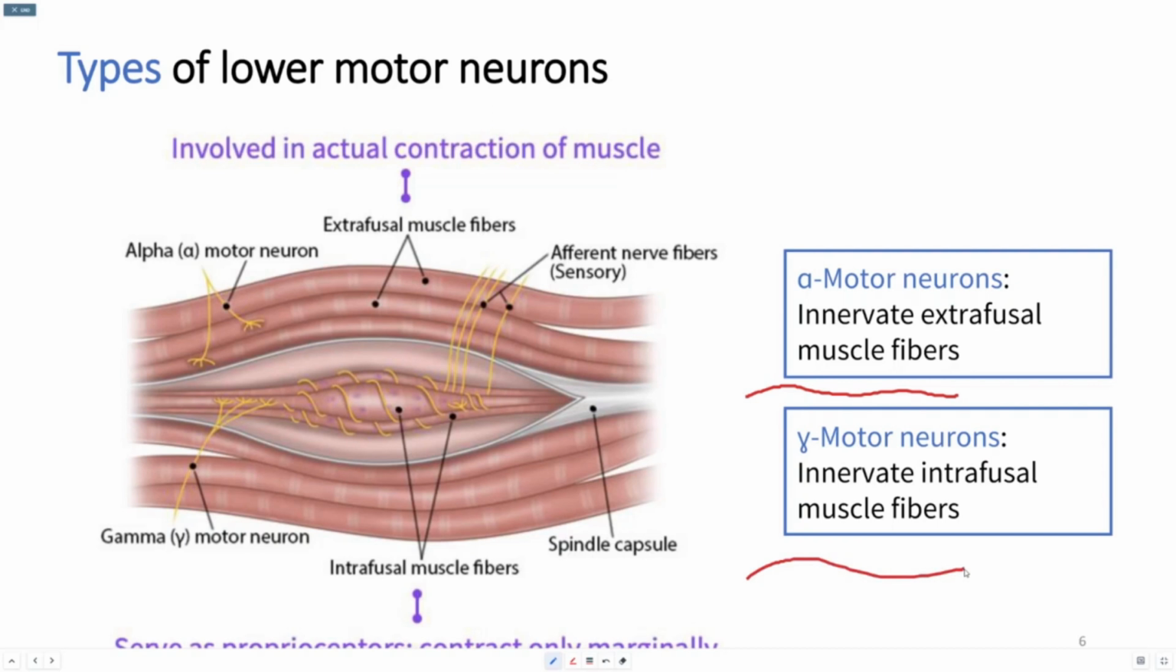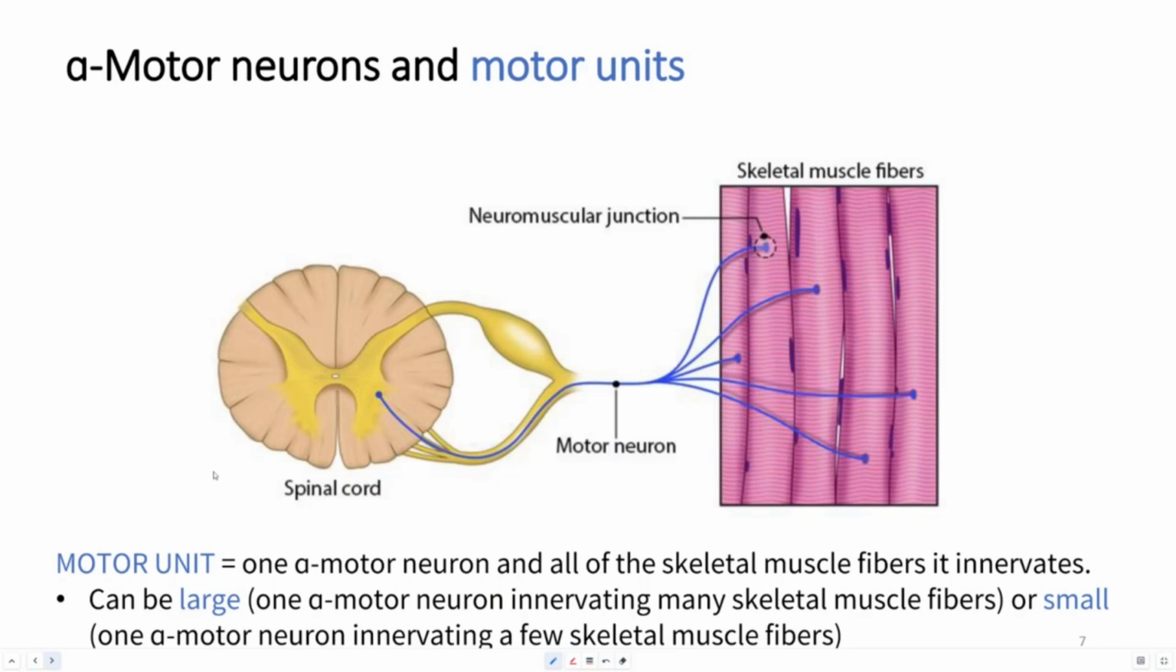These are smaller, they're also multipolar, and they innervate specialized muscle fibers called the intrafusal fibers right here. And these intrafusal fibers are found within the muscle spindles. The muscle spindles work by regulating whenever the muscle's length changes, and they play a very important role in maintaining balance and posture. A motor unit is described as one motor neuron and all the skeletal muscle fibers that it innervates. It can be very large, where there's one alpha motor neuron innervating many muscle fibers, or a small one where one alpha motor neuron innervates very few skeletal muscle fibers.